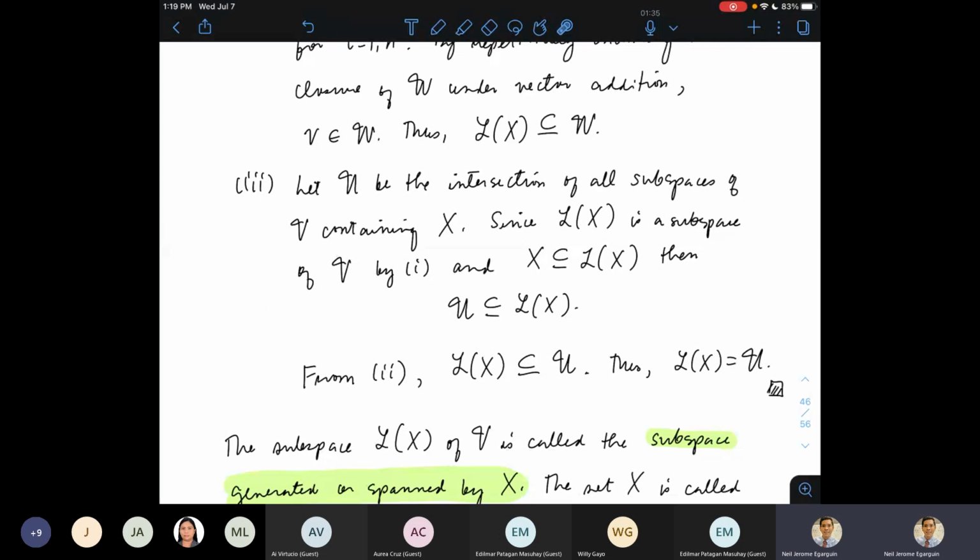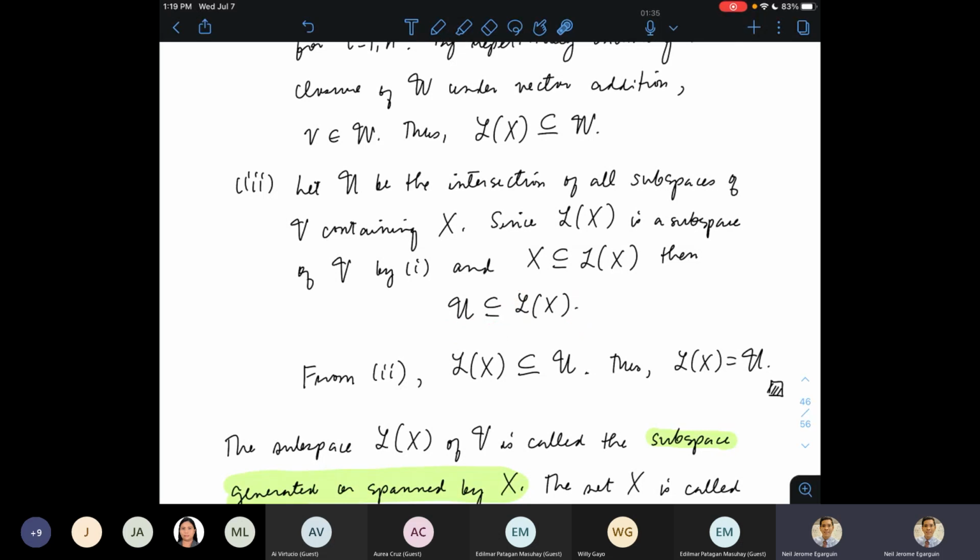Remember, curly U is the intersection of all subspaces, W. Alright? Pero si L of X ay isa dun sa mga nandito. Isa siyang W. So isa siya dun sa mga ginagamit ko dun sa intersection. And remember that the intersection of sets is a subset of every one of those inside the intersection. Alright? That's how I got this. Yung intersection ay subset ng bawat isang set doon sa loob ng intersection.